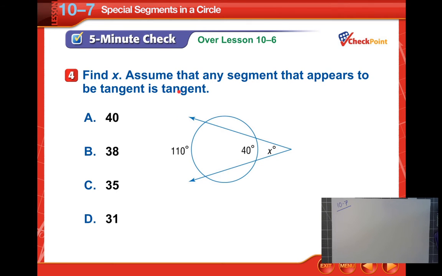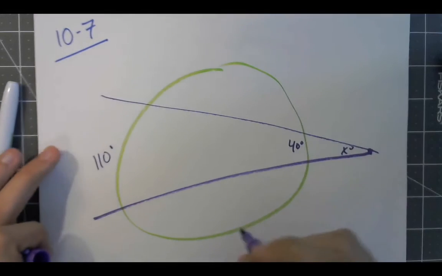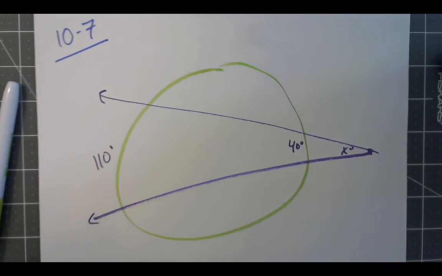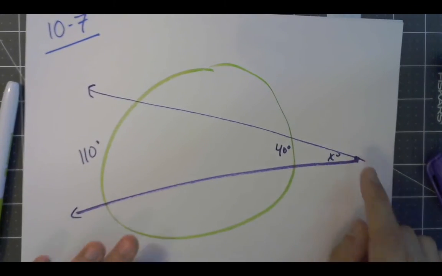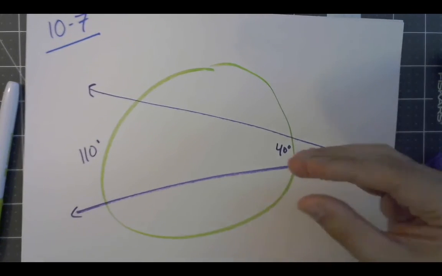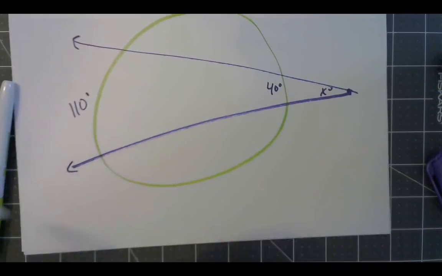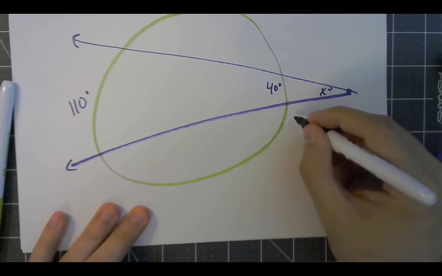Find x. Let's actually do this one together. This is probably one of the harder kind of problems we did in 10.6. So we had something like this, and we have two secants going through. We have 110, we have 40 degrees, and we don't know this. That's our x. So this is what we have at the moment. This angle that it's all coming from is going through to 40, and to 110. Instead of taking the average, we're not going to take the average.